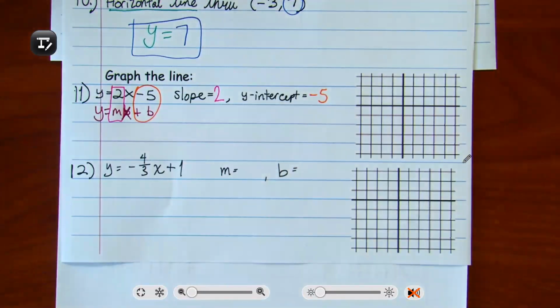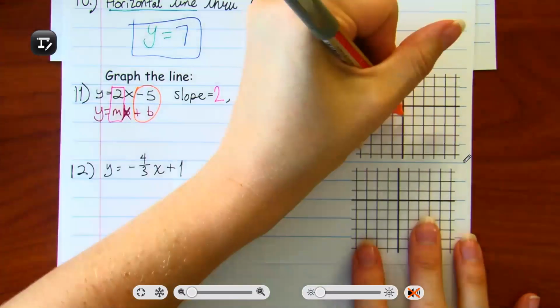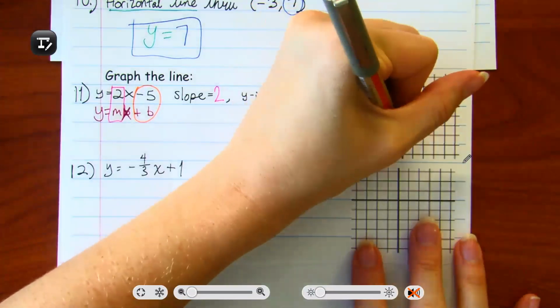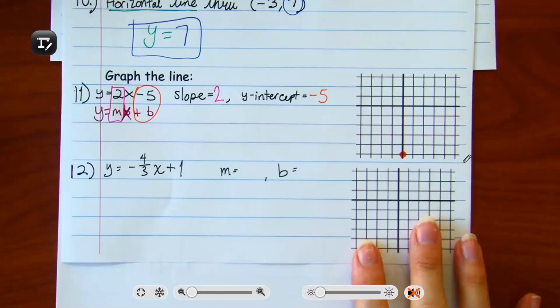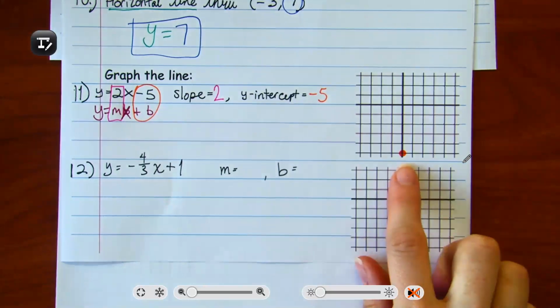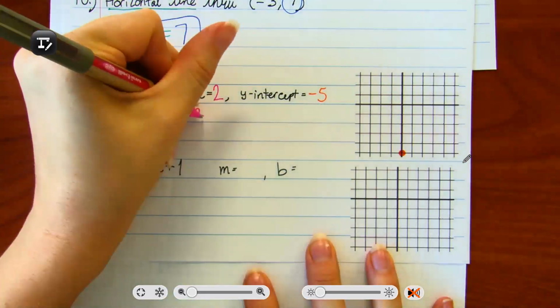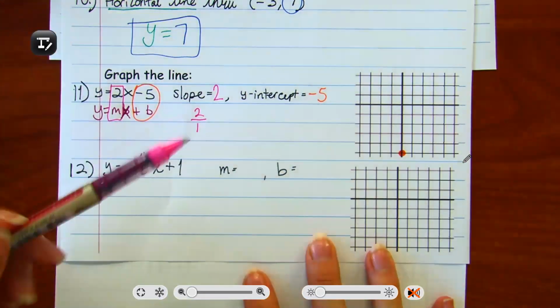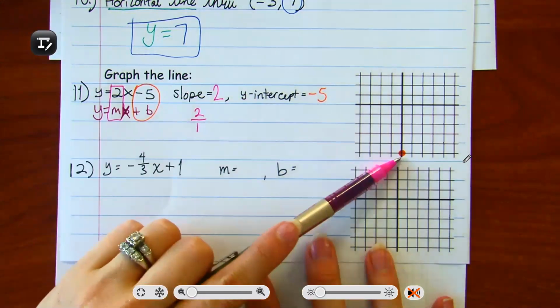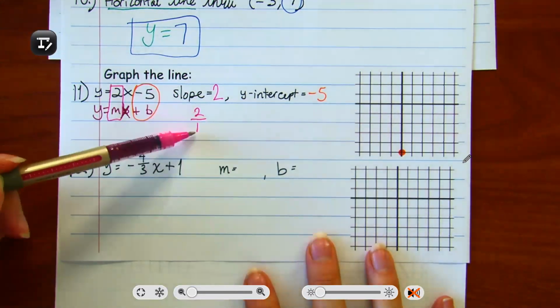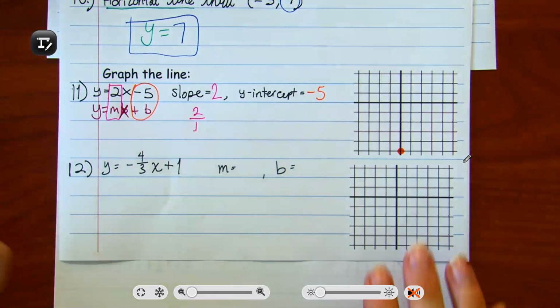All right, so now that I know that, I will first start by plotting the y-intercept. Okay, so there's that. And then the slope is 2, which is the same thing as 2 over 1, which means that from the point that I've already plotted, I can go up 2 and over 1 to get another point.